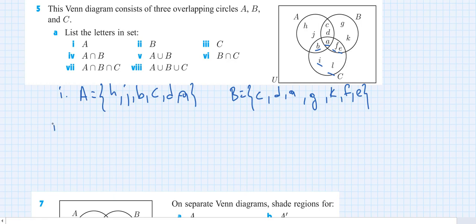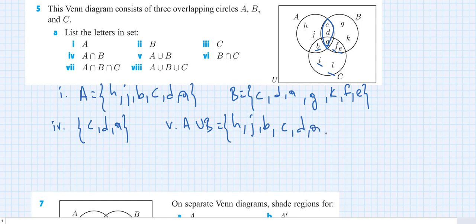Let's try to answer number 4. What does it say? A intersection B. So I have to look for circle A and circle B, and what they have in common in the middle part, in this part. As I can see, and when I listed them, the common elements are C, D, and A. And for the union of A and B, I need to list all elements. If my elements are repeated, I just need to list them once. So A union B is H, J, B, C, D, A, G, K, F, and E.